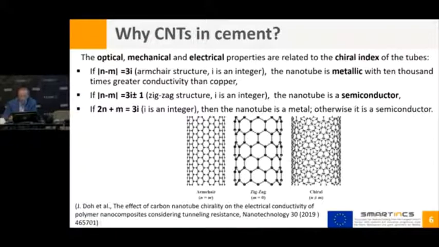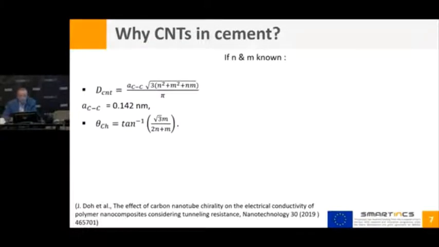Then, if we know these parameters, n and m, we can calculate the diameter of the carbon nanotubes by means of this formula, where you recognize the two indexes, n and m, and you have also the distance between the two carbon atoms, which is known, and it is equal to 0.142 nanometers. And then you can also calculate the chiral angle, theta ch, which is the arctangent of these values of the n and m parameters.